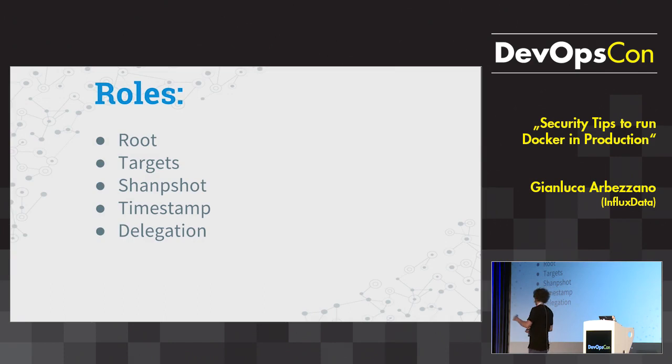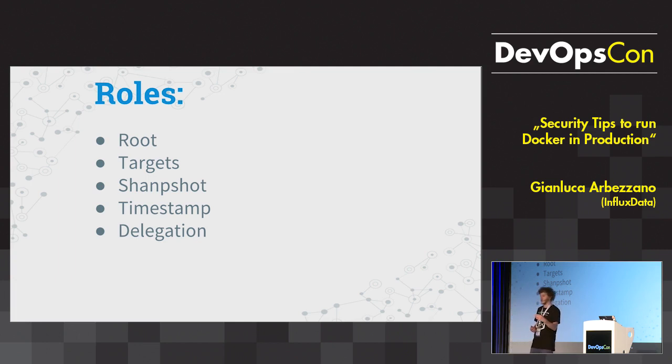As I said before, there are different roles involved. One is the root role, and every role has a key. The root role is the main one. It's the father of all the keys. And it usually has a really long expiration time because it's hard. When you change that key, you need to re-sign all the packages. It means that the oldest expiration date that you have is usually like 5 years, let's say.